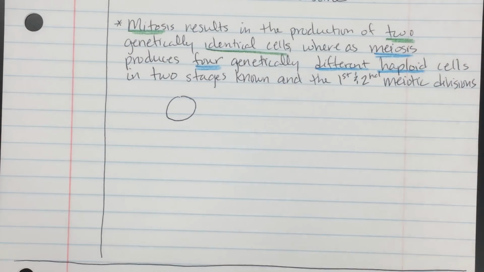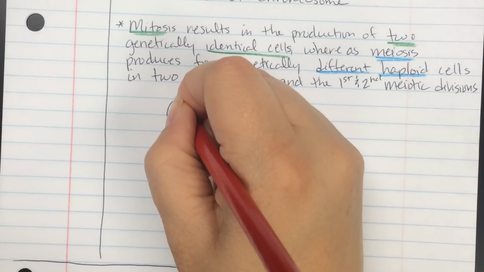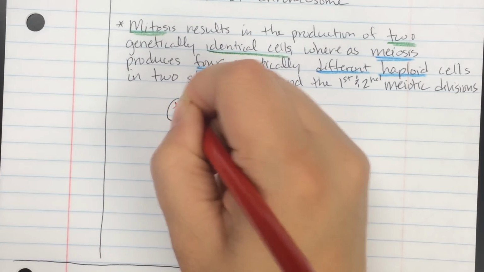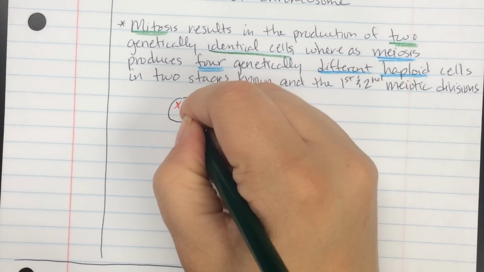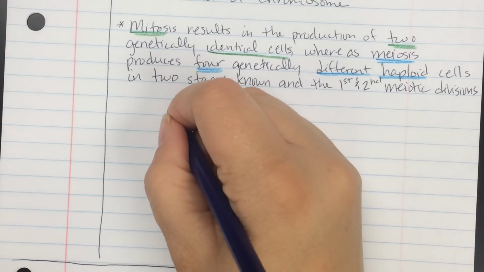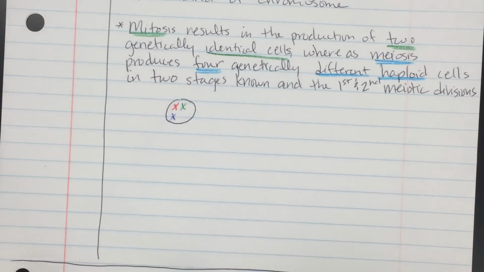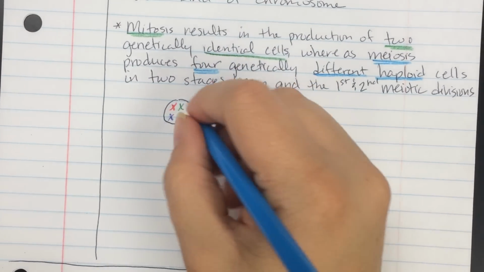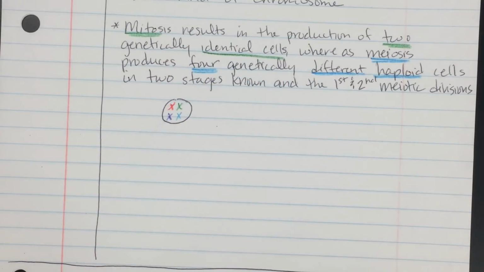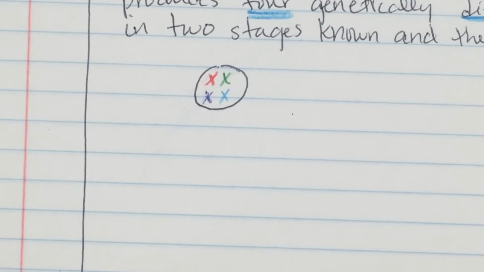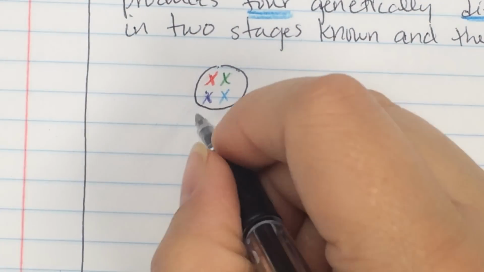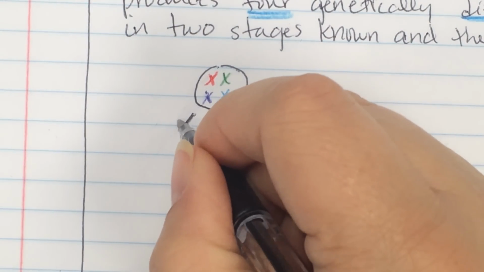So we can have one chromosome that's red, and here you can see it along with its duplicate. We can have one that's green, one that's purple, and one that is blue. I'll zoom in on this a little bit so you can see it better. So in our first stage, these guys split in half.